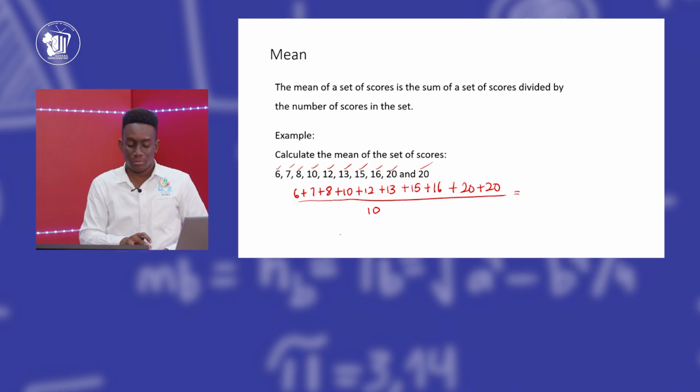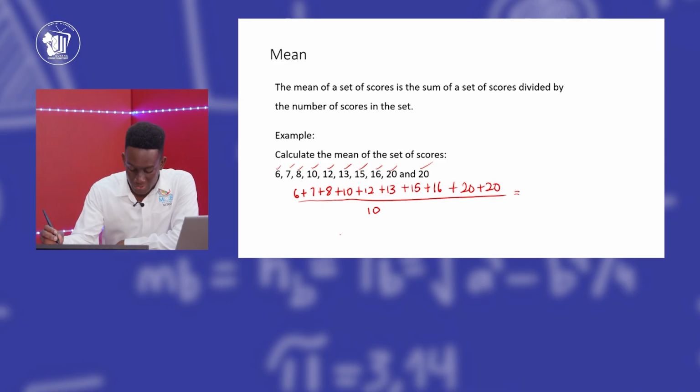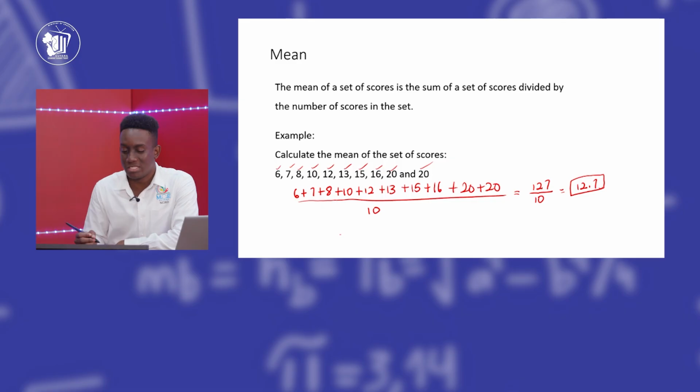So we add up all of the numbers at the top, and we will get a value of 127. This number now has to be divided by 10. So 127 divided by 10 would simply give us 12.7. Now this 12.7 is the mean of this set of numbers, or we can say the average. If you want to take a number to represent all of these numbers, the average is a good representative. So 12.7 is the average of this set of numbers, and that is the mean.